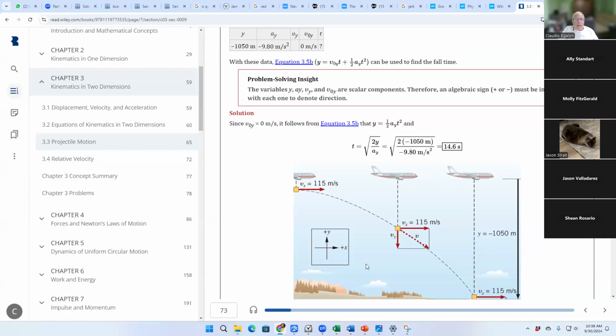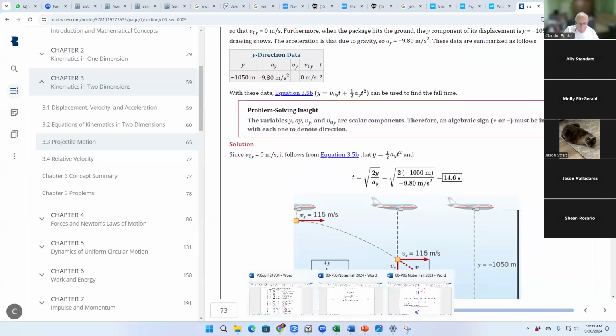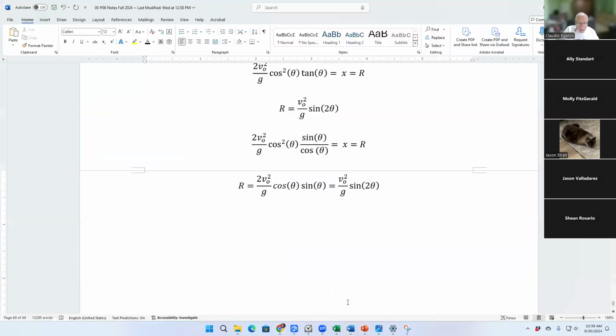And then how long is it going to take for the package to reach the ground? You've got to go to the equations of motion. Let's get the equations of motion. It is example number 3. I'm going to do that in my notes, in my own way. Example 3 in the book. Okay, solution.